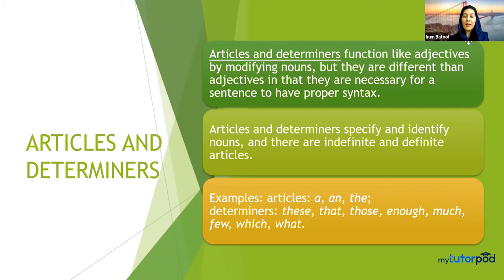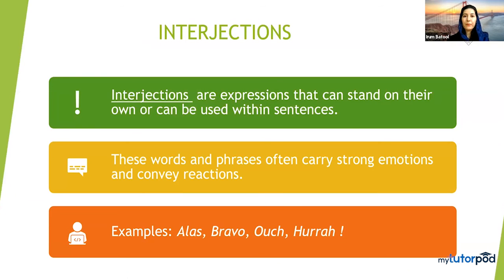Examples of articles are an, a, and the. Determiners are like these, those, that, much, few, which, what. All these are examples of determiners.